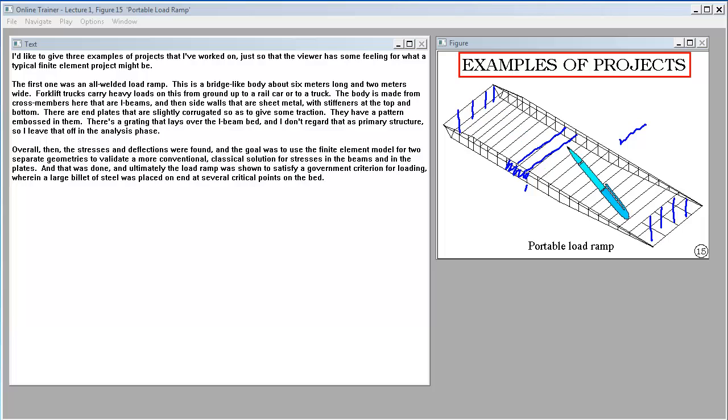There's a grating that lays over the I-beam bed, and I don't regard that as primary structure, so I leave it off in the analysis phase. Overall then, the stresses and deflections were found, and the goal was to use the finite element model for two separate geometries to validate a more conventional classical solution for stresses in the beams and plates. And that was done, and ultimately the load ramp was shown to satisfy a government criterion for loading, wherein a large billet of steel was placed on end at several critical points on the bed.